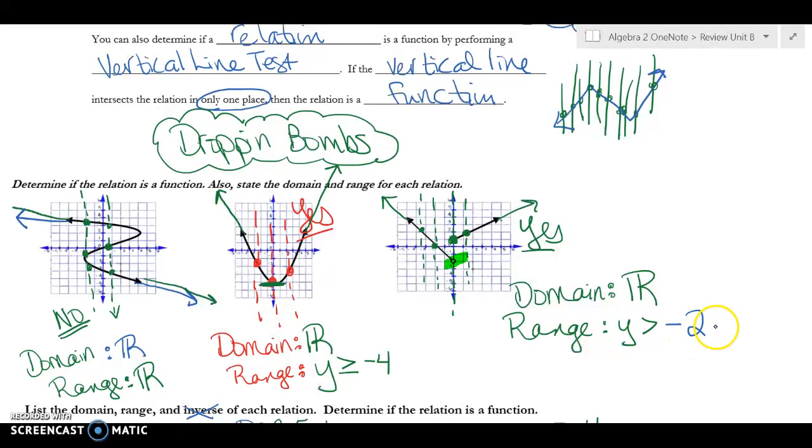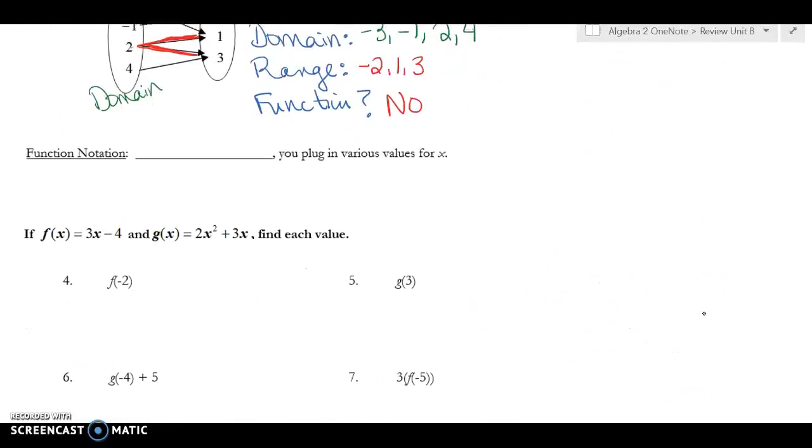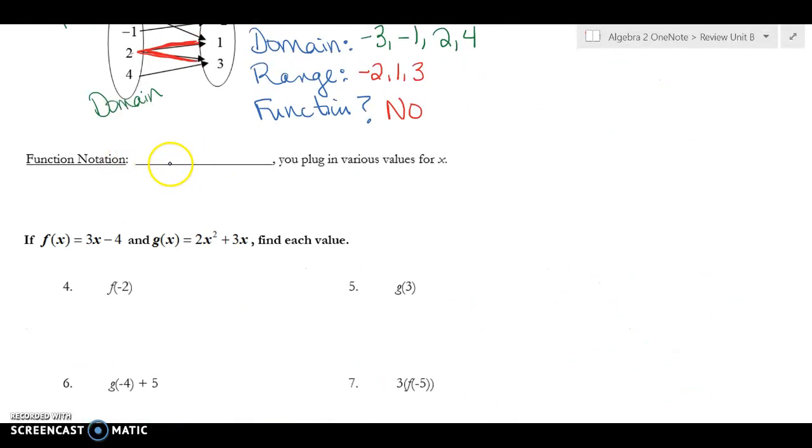All right, the last thing we have to talk about today is function notation. Function notation is something like this, f of x, g of x. It's just another way to write it. But really all you're going to do is plug things in. So f of x, I'm going to use the f function. So I like to write that function again so I know what I'm using. Instead of x, I'm going to plug in a -2.